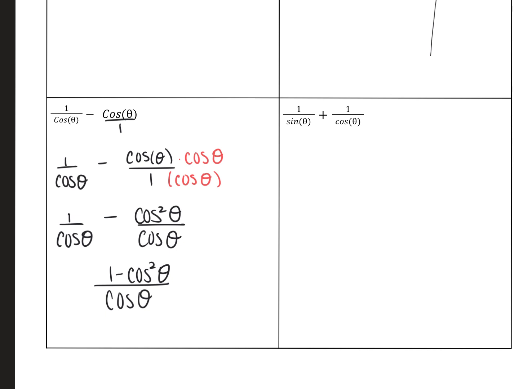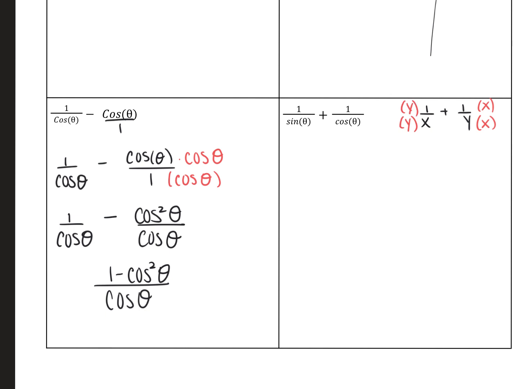Okay, next, 1 over sine of theta plus 1 over cos of theta. These aren't the same. Treat them like denominators of 1 over x plus 1 over y. Since I can't multiply anything by x to get y and vice versa, when you can't find a common denominator easily like that, you just multiply them by each other. And whatever you do to the bottom, you have to do to the top. That's just how we make that common denominator.